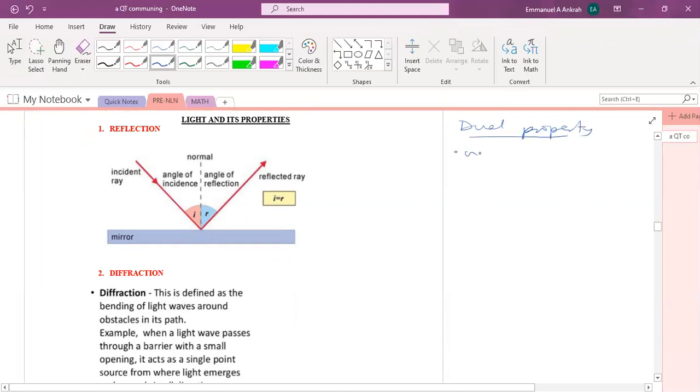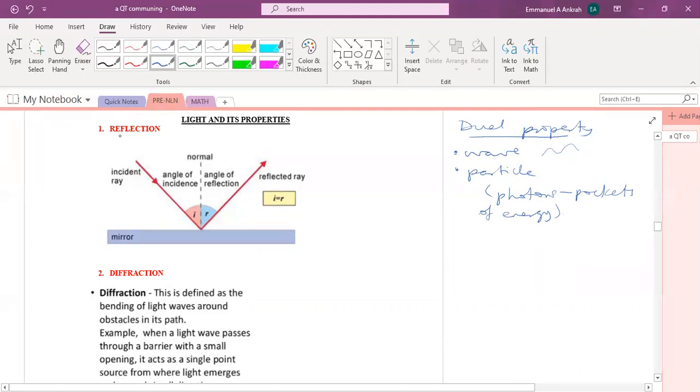So either it's a wave or it could be a particle. And if it's acting in the form of particles, we call those photons. So photons are pockets of energy for light. If acting like a wave, then those are the ones we want to talk about. Now the first property of light is reflection. So let's look at reflection.